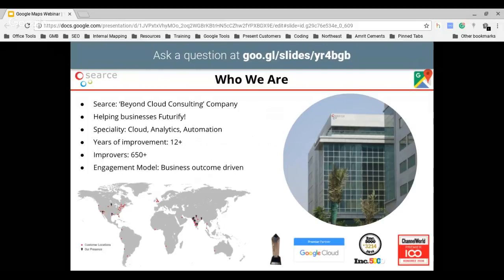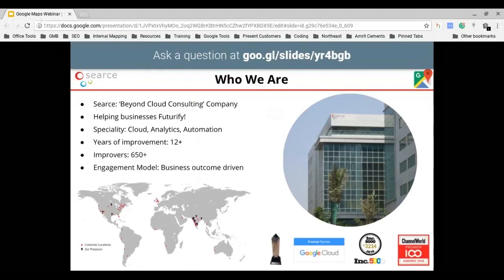So to start off with who we are, Searce is a beyond cloud consulting company. We help businesses across the world futurify. And our specialty is in three verticals, which is cloud, analytics, and automation. We have had 12 plus years of improvement. It's almost 13 and a half now. We have 650 plus improvers globally, right?